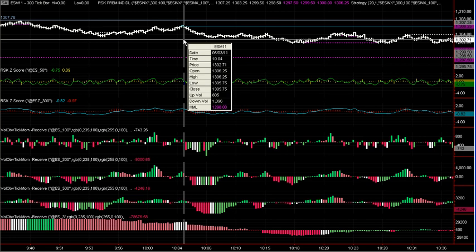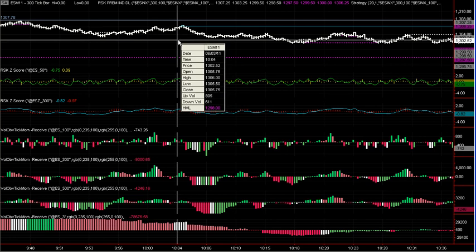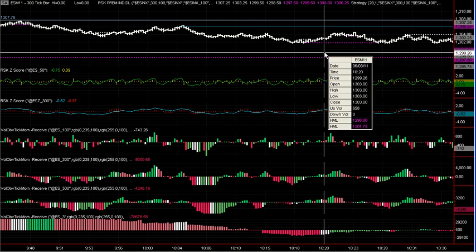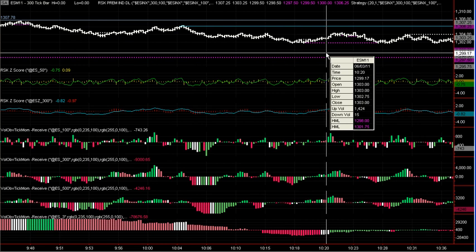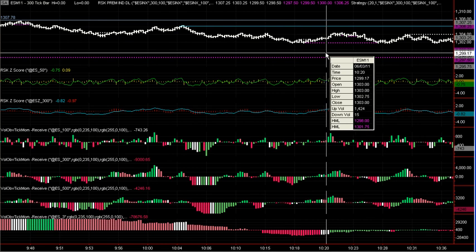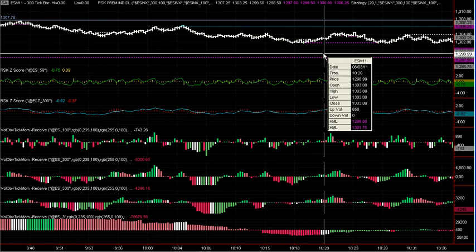Same in here. Okay, doesn't really have much to work with. Now here we're below the market. So now we're going to look for the market. We're going to look for a short.